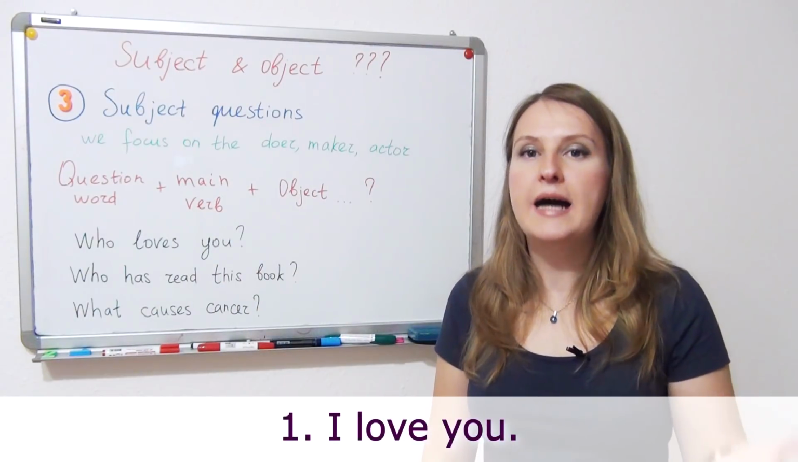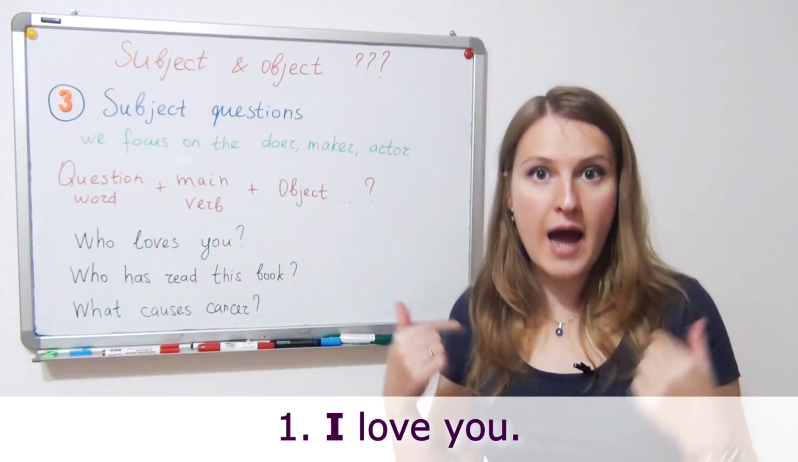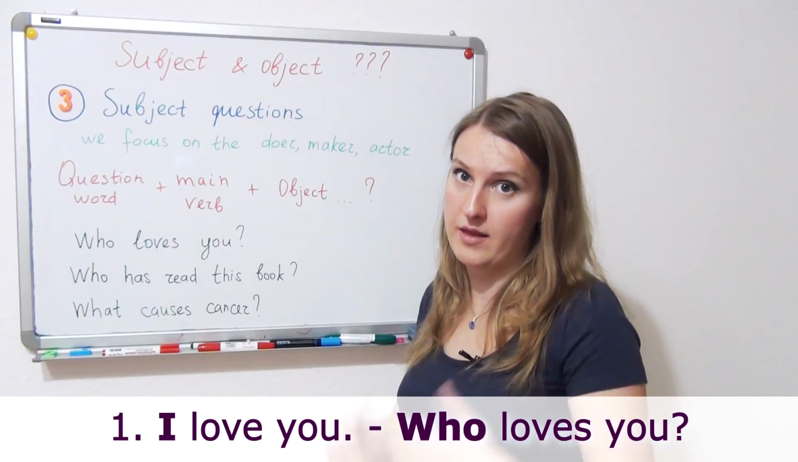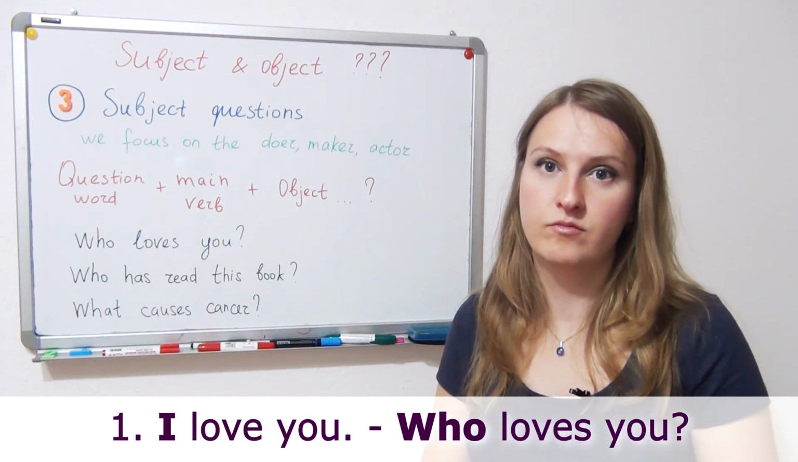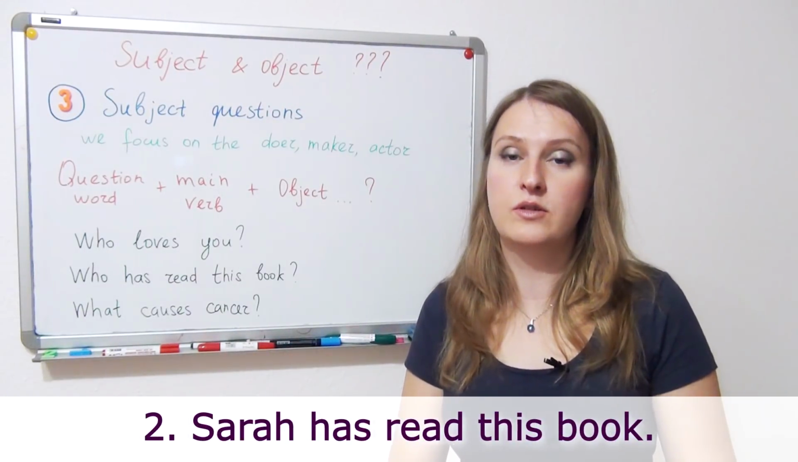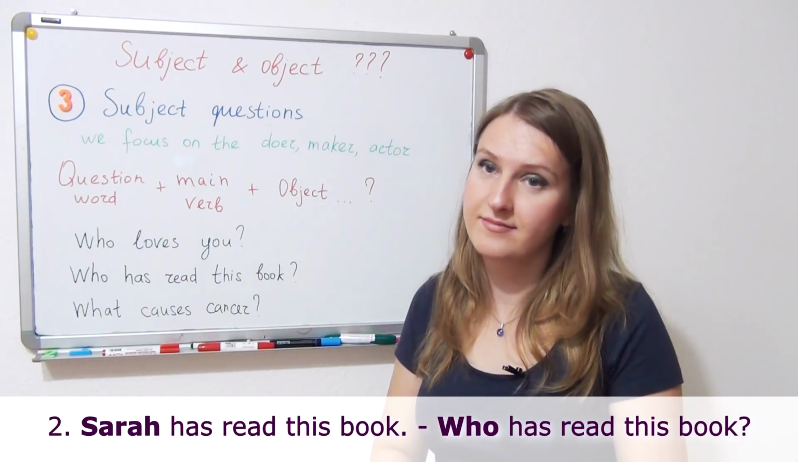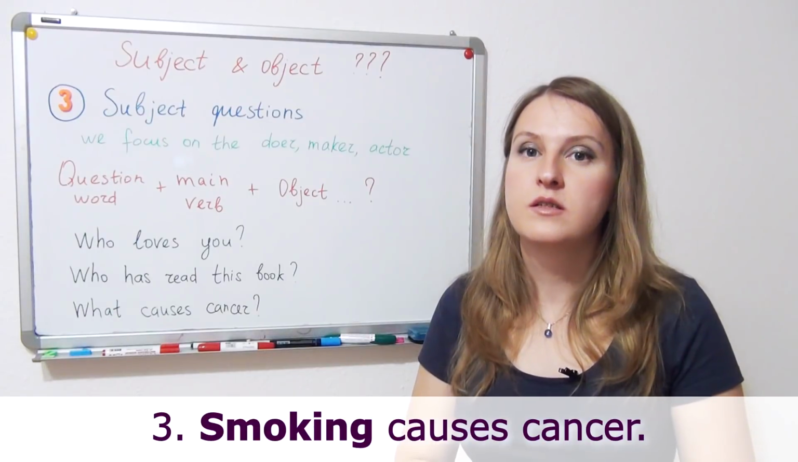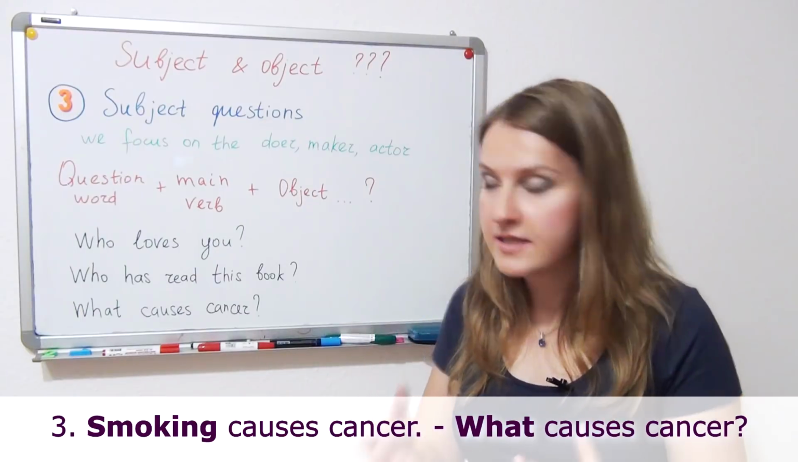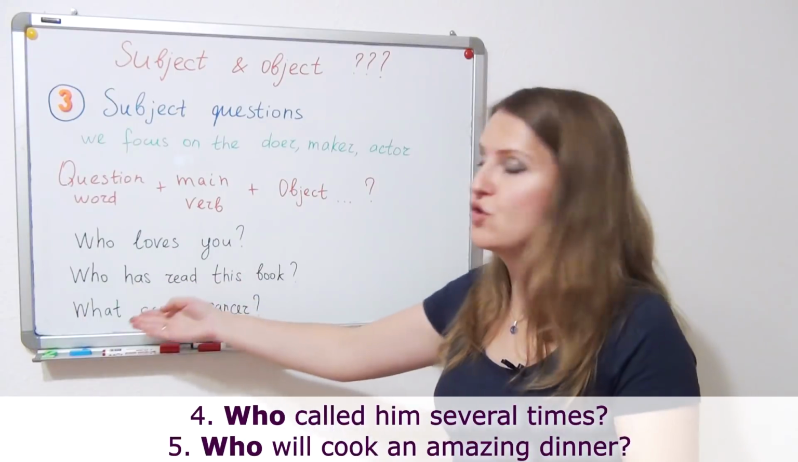The first sentence was, I love you. So we need to ask the question to the word I, because I is the subject of the sentence. Who loves you? And the answer would be, I love you. It is me. The next sentence, Sarah has read this book. So Sarah. And we ask, who has read this book? The next sentence was, smoking causes cancer. Smoking. So we ask, what causes cancer? We simply substitute smoking with the question word, what?